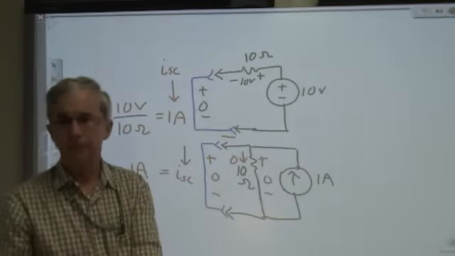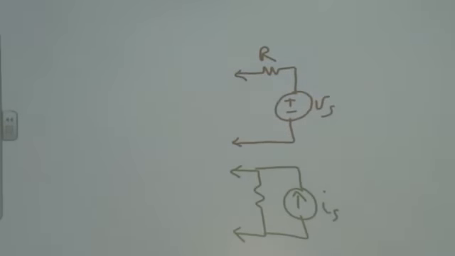And this is an example of a source transformation. We transformed a voltage source resistor combination to a current source resistor combination. And as it turns out, as we proceed with methods of circuit analysis, mesh current analysis, node voltage analysis, such transformations will be useful for us in reaching a solution.